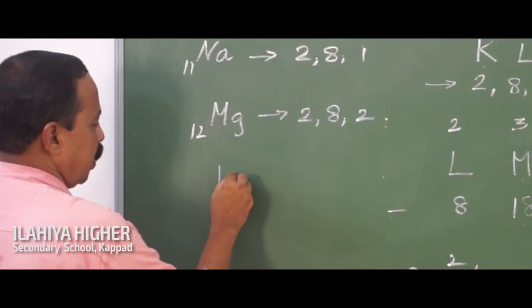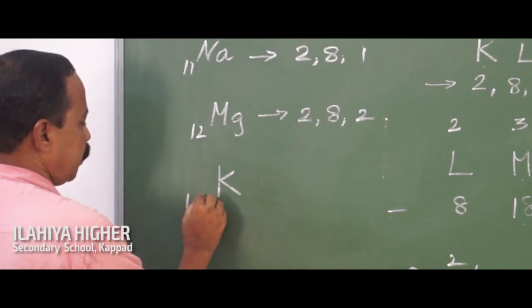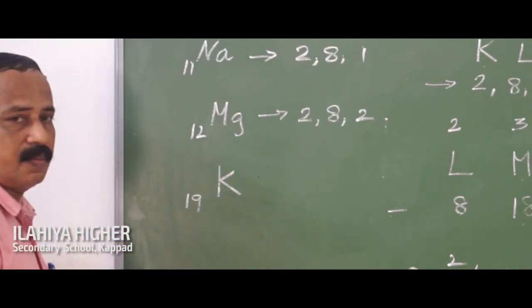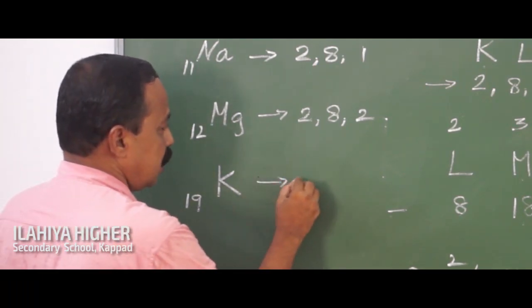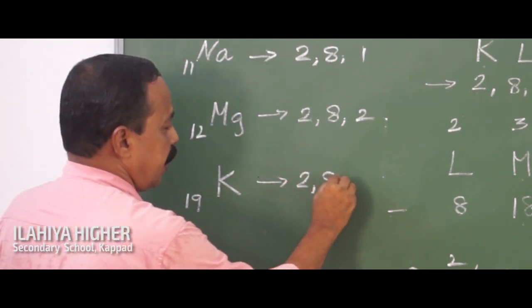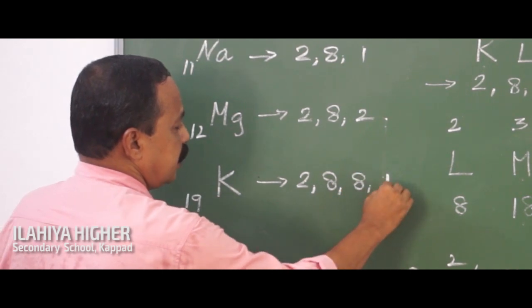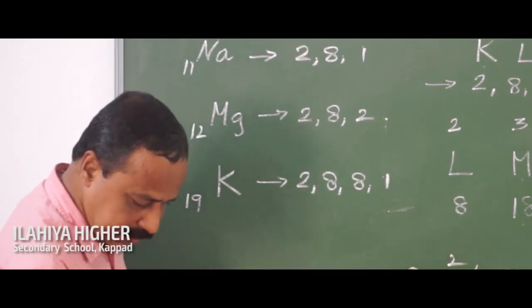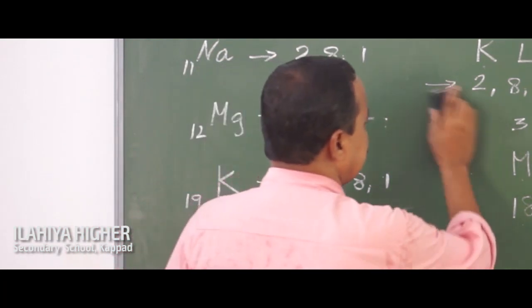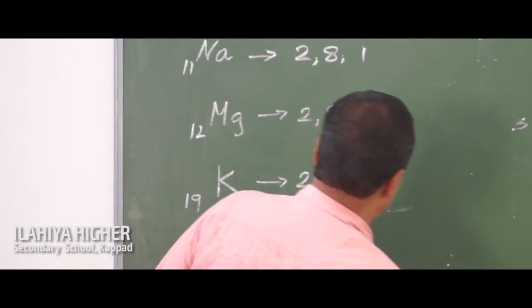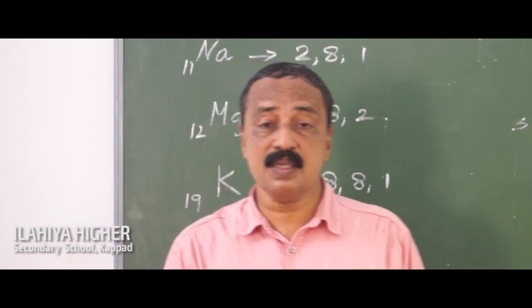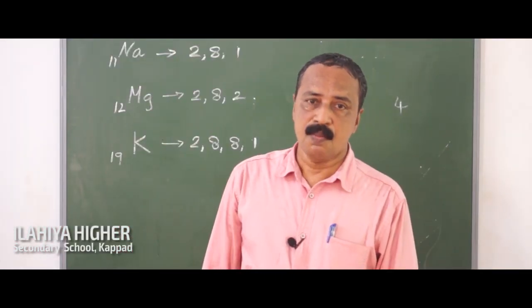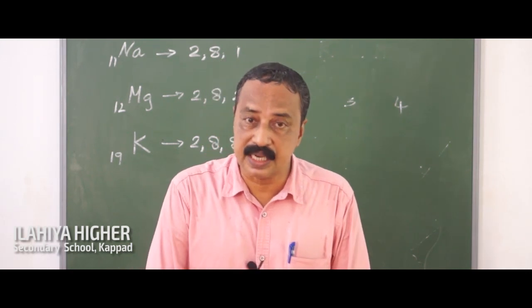Potassium, atomic number 19. The electronic configuration is 2, 8, 8, 1. Don't write 2, 8, 9. Why? The maximum number of electrons possible in the outermost shell is 8.